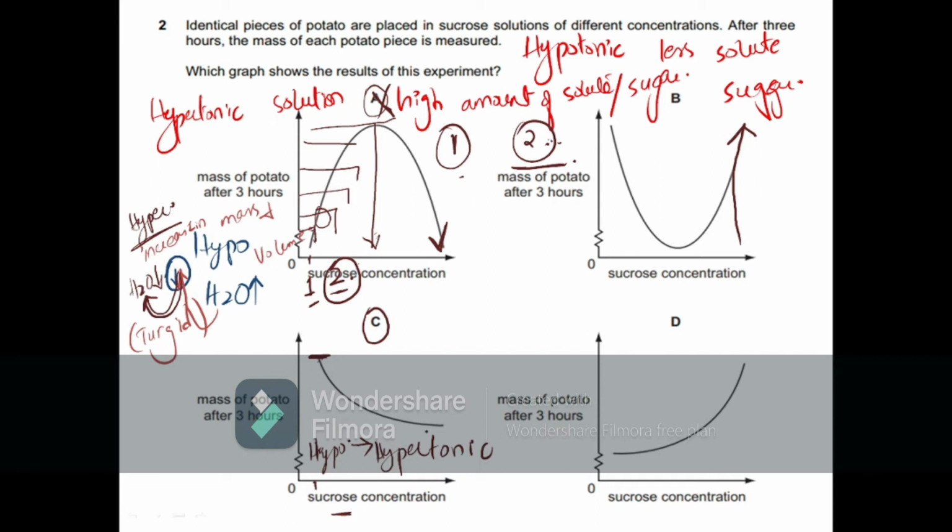So mass of the cell will gradually decrease. So this is the right option. Option number C is the right option. And this is also not possible that at hypertonic concentration, how the mass will increase. If the water moves outside, mass should decrease. So C is the right option.